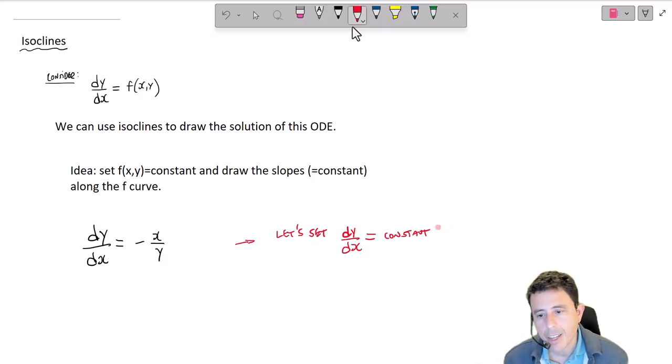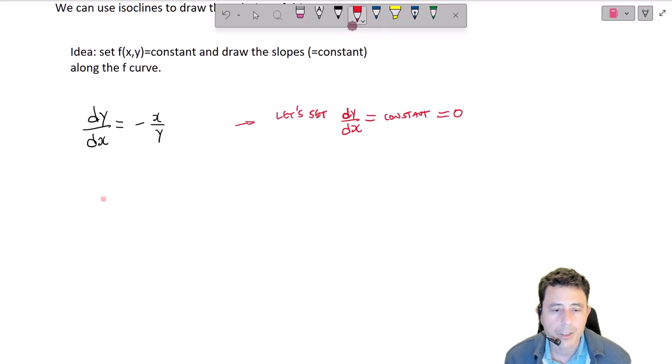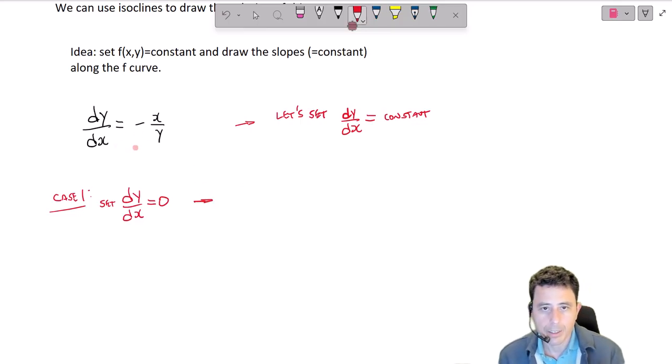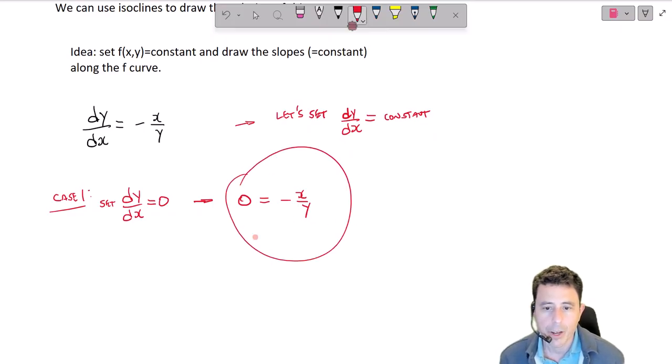For example, let's see what happens if the constant is 0. Case number 1: let's set the derivative equal to 0. In that case, if we take the ODE, this means that 0 is equal to negative x over y. See, now we don't have the derivative anymore. We have a simple equation, and we can study this equation and see how it looks.